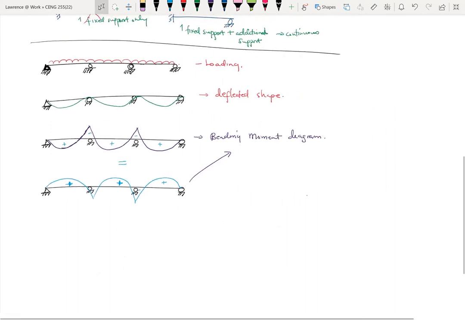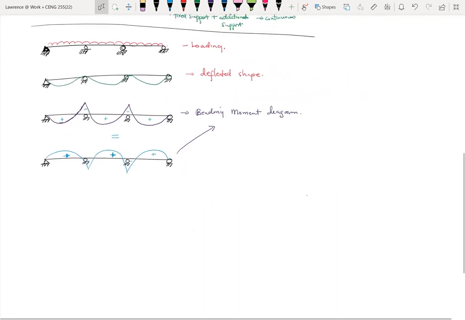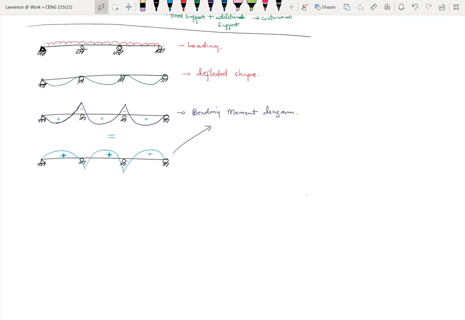So typically, this is what you would experience if you have any beam with this type of loading. If there's a uniformly distributed load on the beam, you have the corresponding deflected shape, then you also have the corresponding bending moment diagram. There are other more deflected shapes.